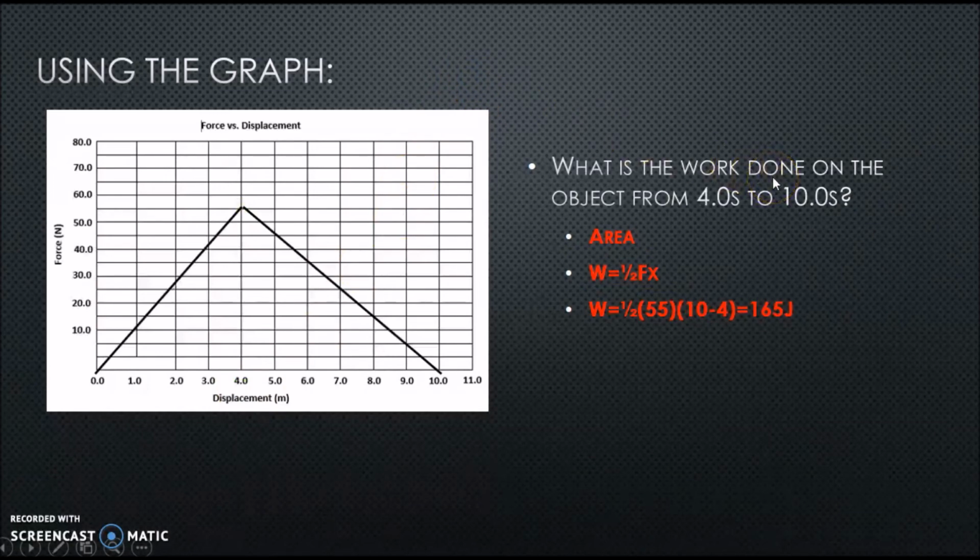Another question is, what is the work done on the object from 4 seconds to 10 seconds? So we look at 4 seconds to 10 seconds. We're going to find the area, again using that same formula, 1/2 times 55, so that's at that 4, times 10 minus 4, because that's going to be the displacement covered in that time period, and we should get 165 joules.